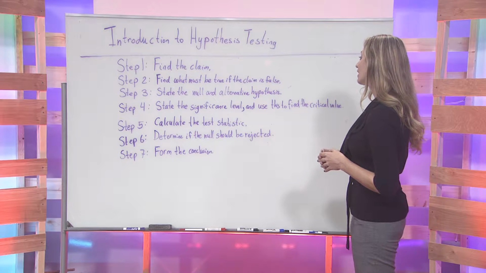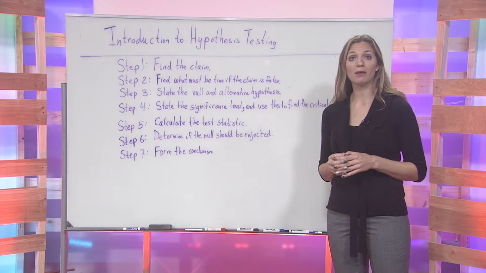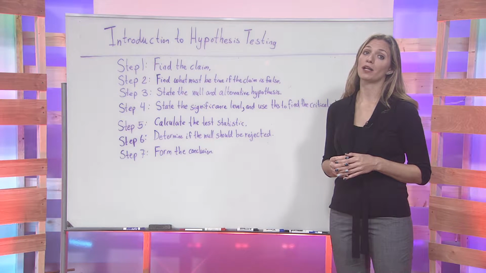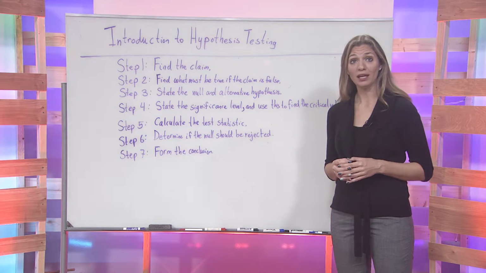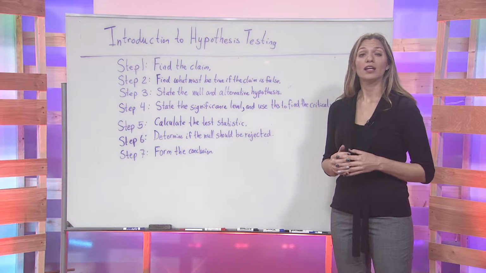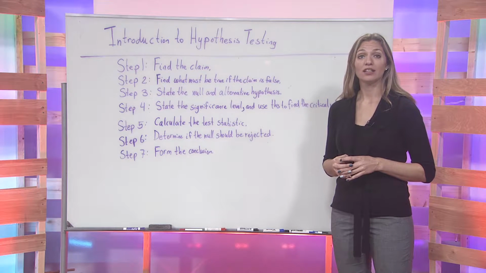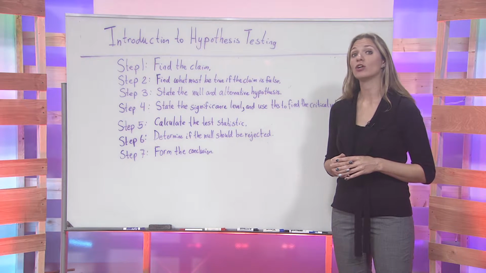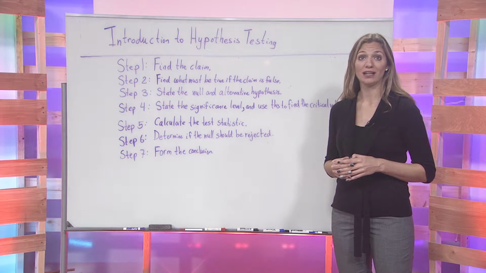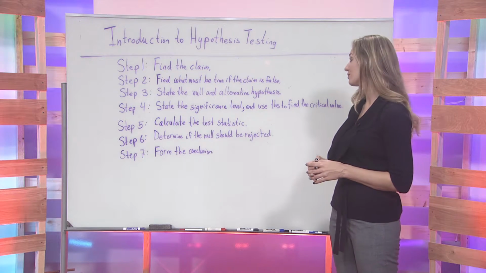Step 3 is to state the null and alternative hypotheses. The null and alternative hypotheses are going to be stated in symbolic form. If we are testing about a population proportion, we'll be using p. If we are testing about a mean, we will be using mu. The null hypothesis will always be the equality case. The alternative hypothesis can be either greater than, less than, or not equal to, depending on the problem that is given. Again, wording is going to be important here, as we will see in later videos.